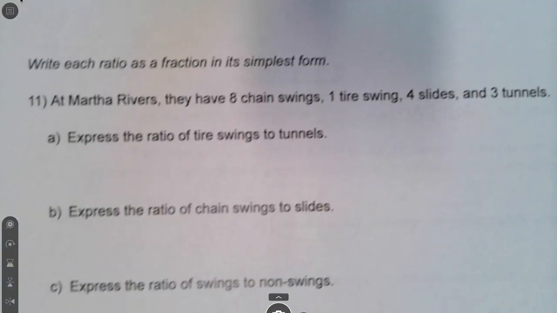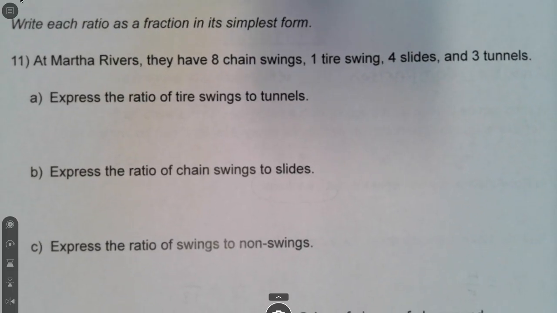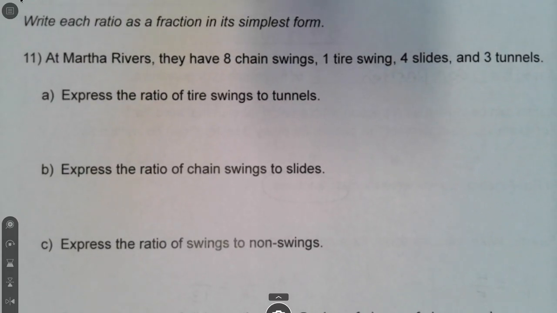Okay, one more problem. It's got multiple parts, but we're going to talk about how we can create ratios when we have a list of different things. So at Martha Rivers, they have 8 chain swings. I just mean regular swings by that. You know, the hanging from chains, you sit on them. 1 tire swing, 4 slides, and 3 tunnels.